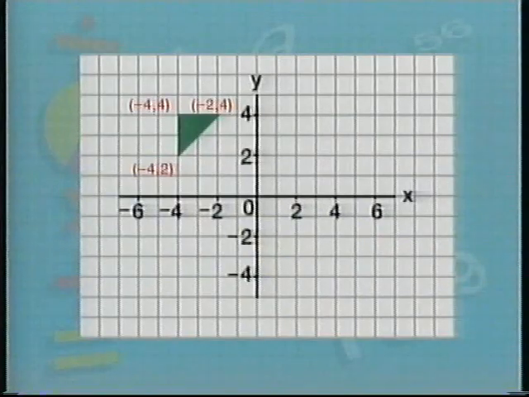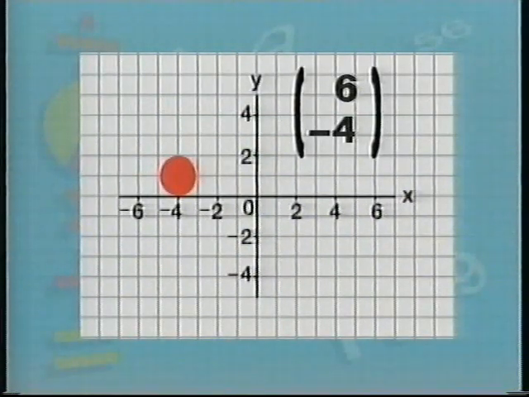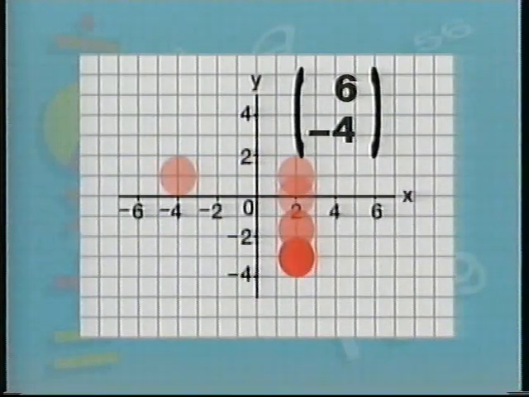Transformations are made up of rotations, reflections, translations, and enlargements. A translation is when you move a shape up a bit or down a bit and along a bit. The shape doesn't change size, it isn't rotated, it simply slides. This shape has been translated 8 units to the right. Now, some translations are given by a vector like this, which means 6 across and 4 down.